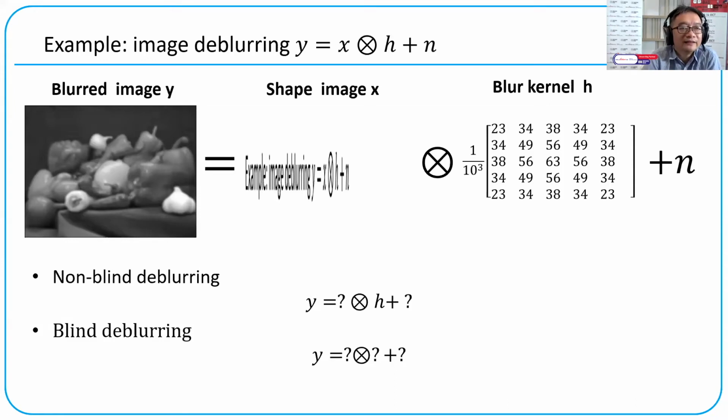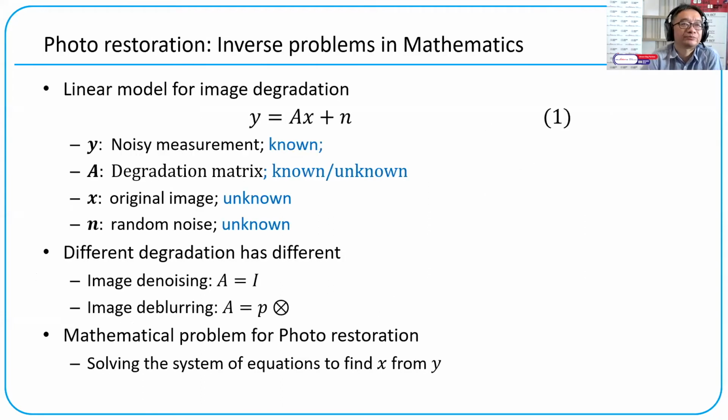Then what non-blind deblurring does is that I don't know what the image is, and I don't know what the noise is. The other one is called blind deblurring, where I try to recover a blurred image without knowing how it was blurred, which means I have Y, but I have something unknown convolved with something unknown, plus something unknown. That is so-called image deblurring.